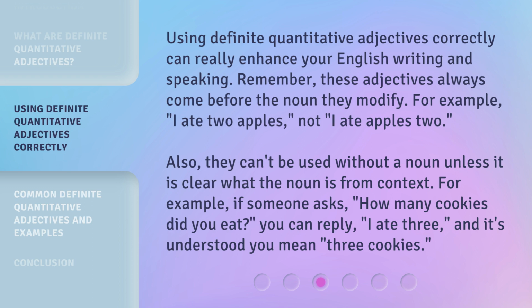Using definite quantitative adjectives correctly can really enhance your English writing and speaking. Remember, these adjectives always come before the noun they modify. For example, I ate 2 apples, not I ate apples 2. Also, they can't be used without a noun unless it is clear what the noun is from context. For example, if someone asks, "How many cookies did you eat?" you can reply, "I ate 3," and it's understood you mean 3 cookies.